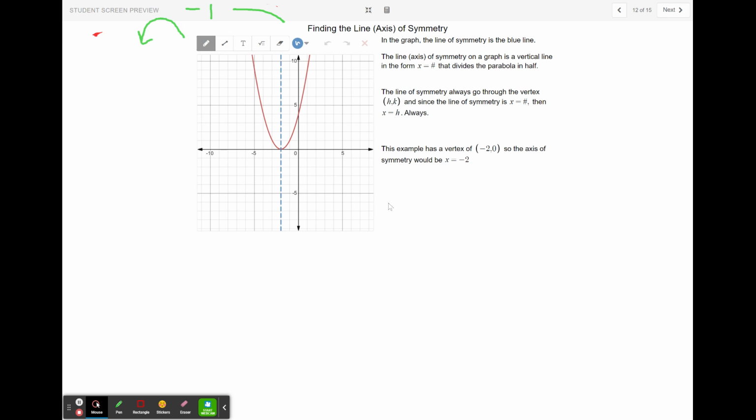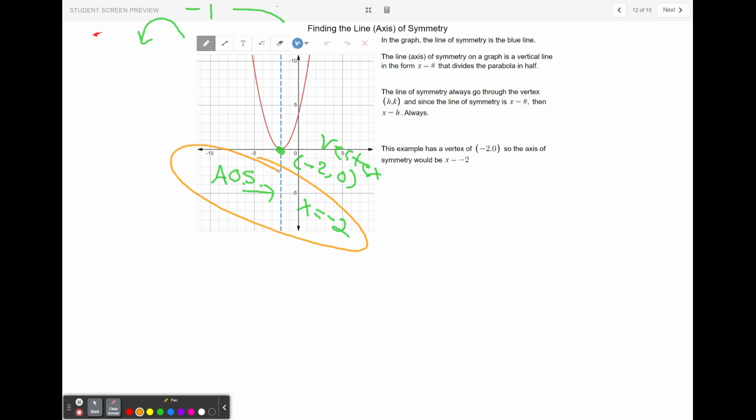Now slide 12 was not meant to confuse you. Slide 12 was just kind of notes for you. This is the axis of symmetry. I like to abbreviate it AOS. It is always going to be the x value of the vertex. So this is the vertex. What's the x value of it? It's negative 2. So there you go. The axis of symmetry is x equals negative 2. So the axis of symmetry will always go through the vertex every single time.